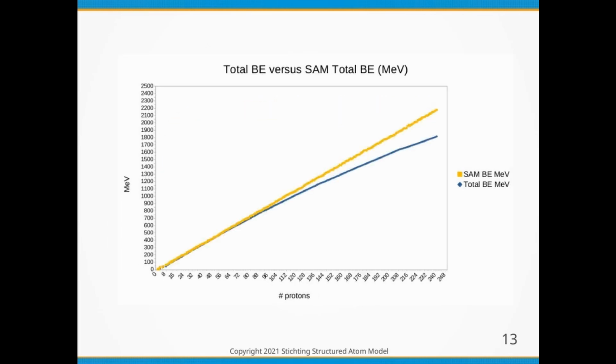In our opinion, this is the much more useful graph of total binding energies. In blue again, the literature values, in yellow, the calculated SAM values. The vertical difference in binding energy represents the stress energy still stored in the nucleus. It can also be understood as negative binding energy.